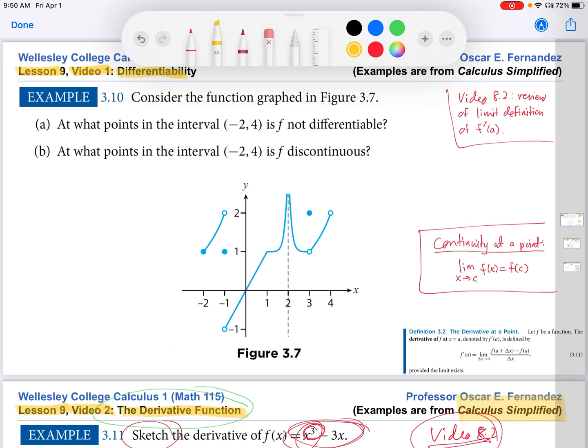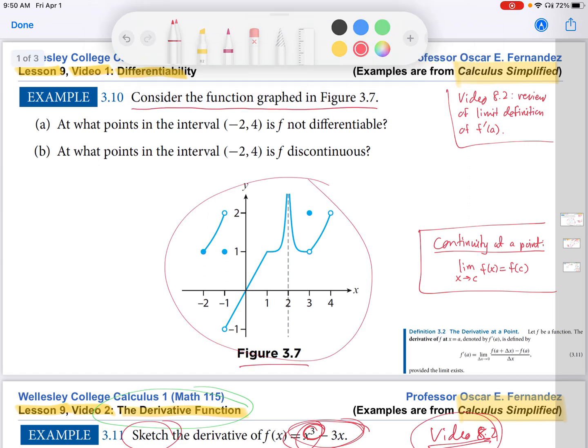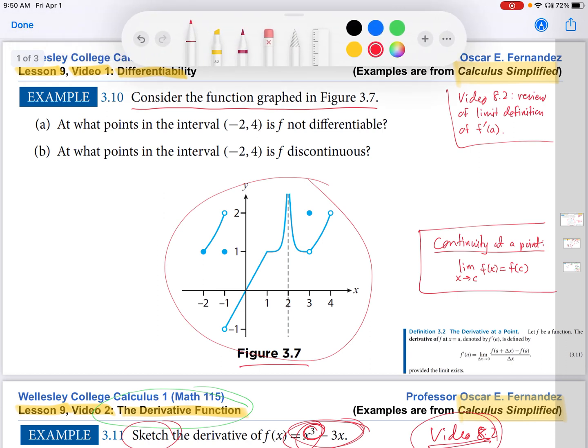The topic here is differentiability, and we'll talk about differentiability in the context of this example from Calculus Simplified. So let's take a look at what the example says. We have here: consider the function graphed in figure 3.7. There it is. At what points in the interval between 2 and 4, not including 2 and 4, open parentheses, is f not differentiable? Also for part B, at what points in the same interval is it discontinuous?